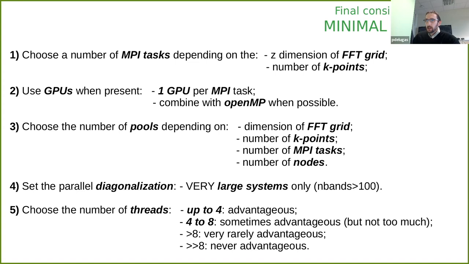Then, if you have GPUs, just use them. The coverage of the GPU porting in the Quantum Espresso code is pretty large now and is still growing. So it should be enough to take serious advantage in GPU-only runs, and take just one GPU per MPI task. And you can also combine OpenMP with GPUs, using the same rules I told you for CPU-only systems. So 2 to 4 threads should always be the optimal choice.